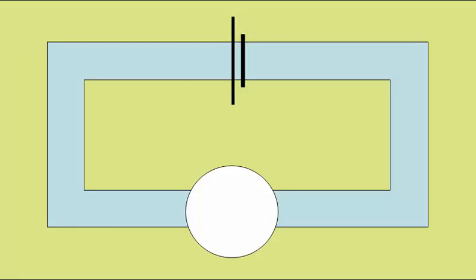Here we have a representation of a very simple circuit involving a cell and a lamp. And let's consider a charge here, Q, carrying energy E around the circuit. Now the charge will deliver its energy to the lamp and then collect more energy from the cell.